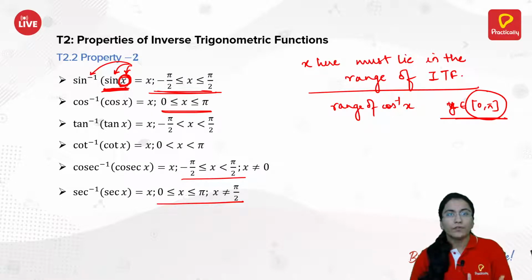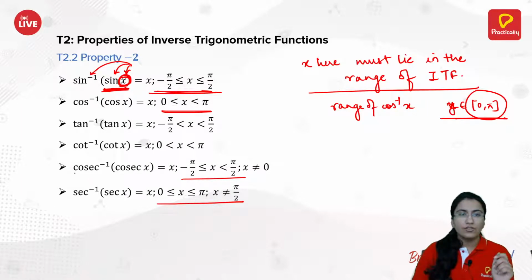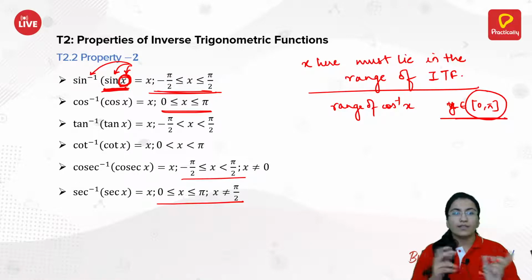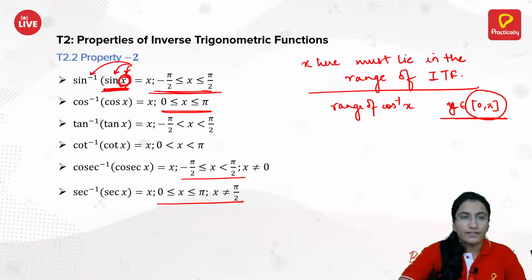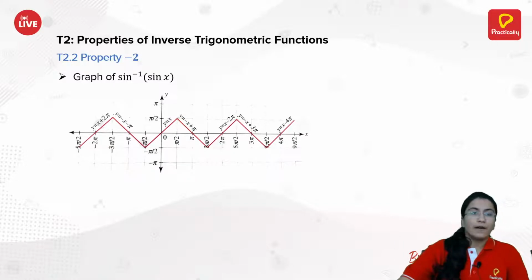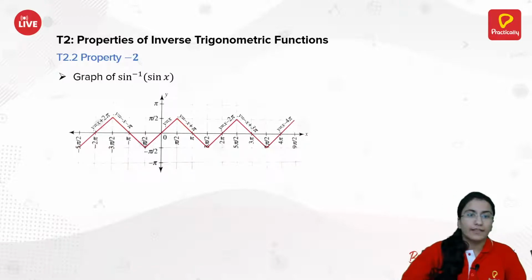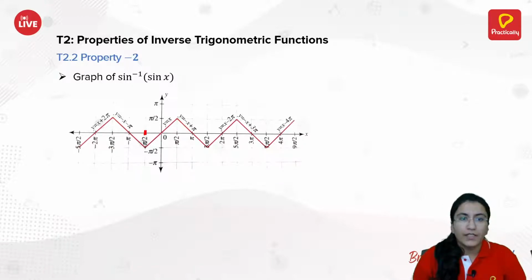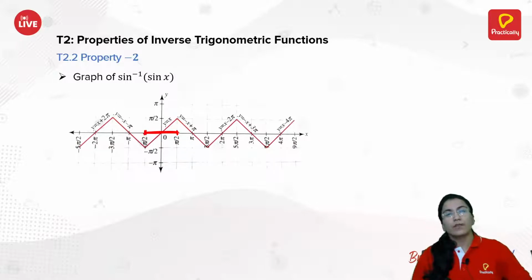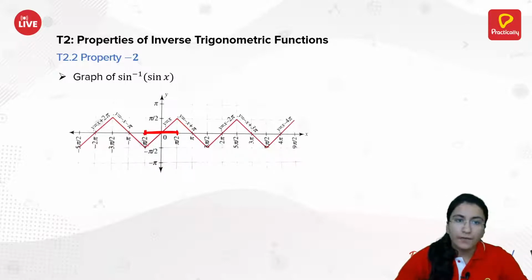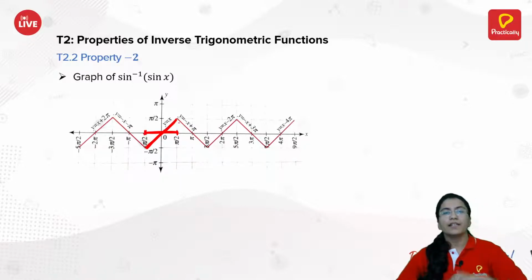To calculate that value, you need to know the graph of each of these functions: sine inverse of sine x, cos inverse of cos x. Let's draw and see how you can depict it from the graph. Here's the first graph, sine inverse of sine x. As discussed, minus pi by 2 to plus pi by 2 is the range of the inverse trigonometric function sine inverse x. So you will have y equal to x there, and you will always get the value back.